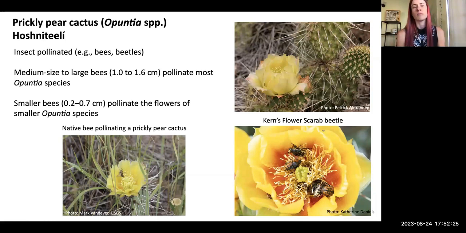Lots of different types of bees, medium-sized to large bees, can be found on Opuntia species that are larger. And then when they're smaller species of this cactus, smaller bees can be found pollinating the flowers, and even smaller types of beetles. So it's pretty neat that you can find a variety of bugs in these flowers.